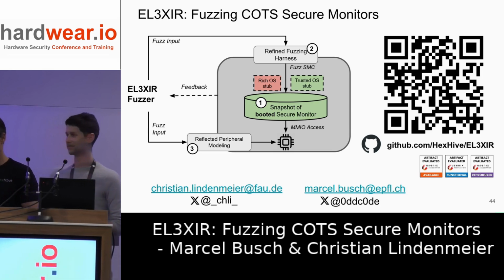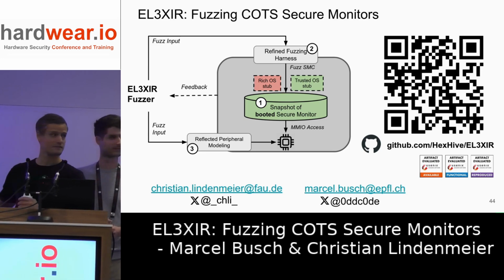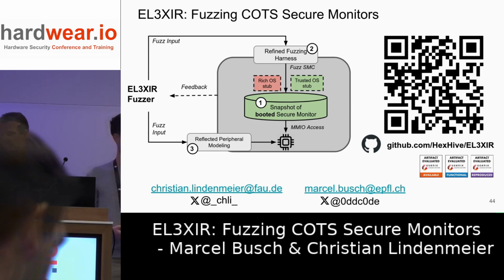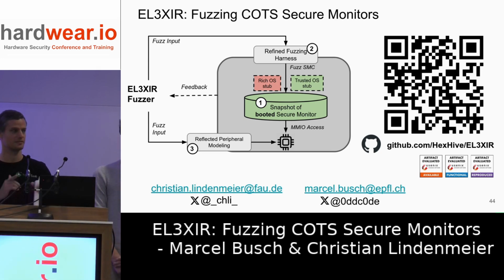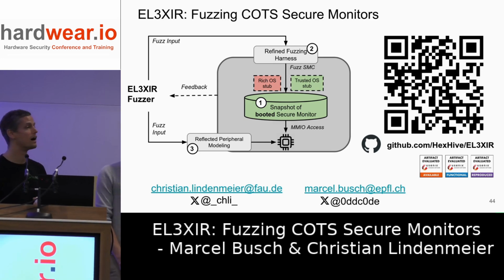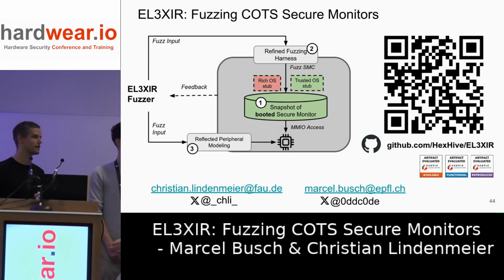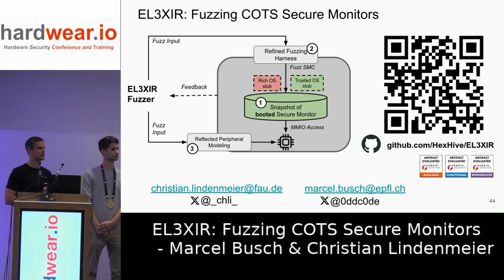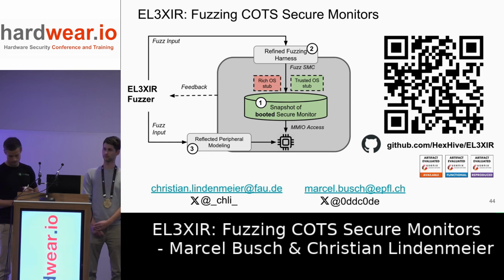Yeah. We have a question on the other side. So thank you for the talk. I have two small questions. One, does EL3XIR support multi-threading? Like, can you do multiple SMC calls at the same time to try to find a race condition? And the second one is, did you try to make custom mutators to improve the fuzzing results?